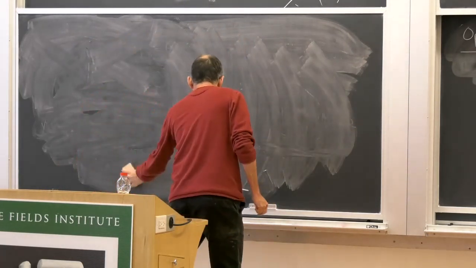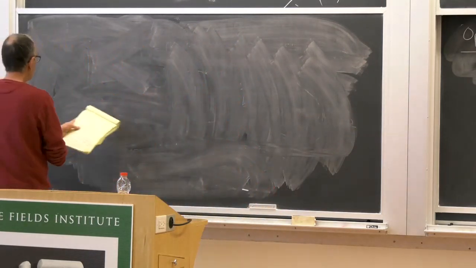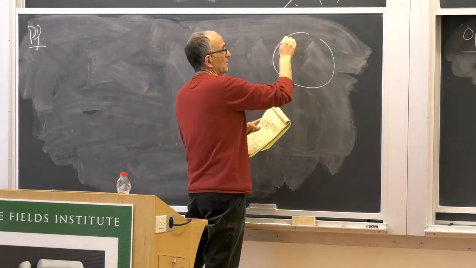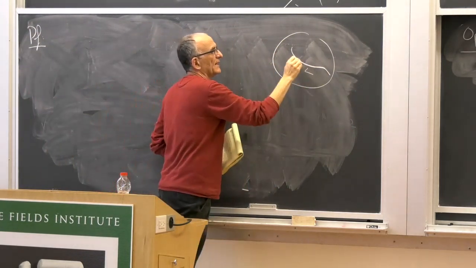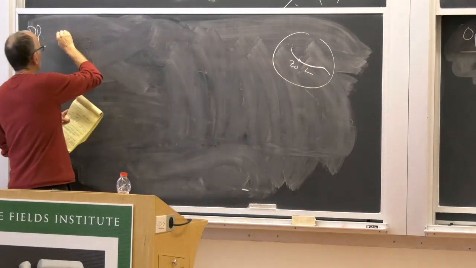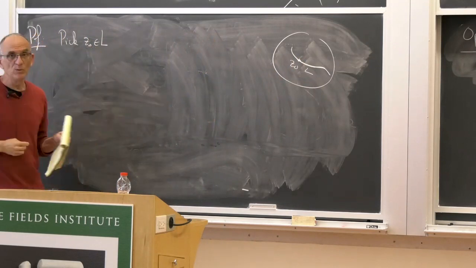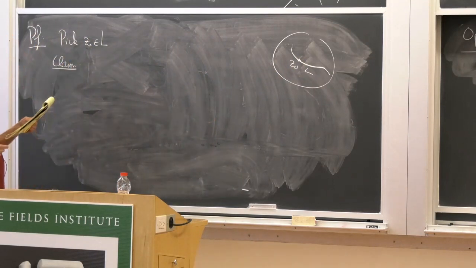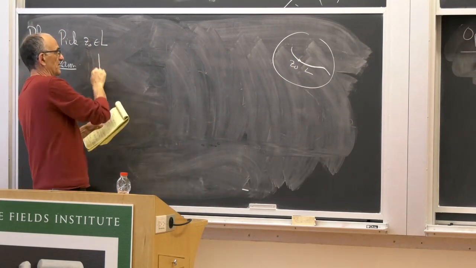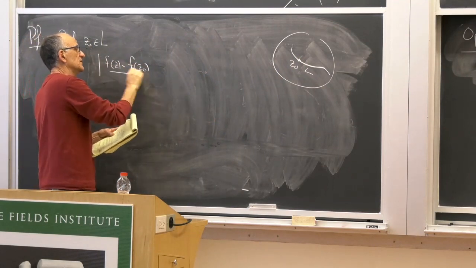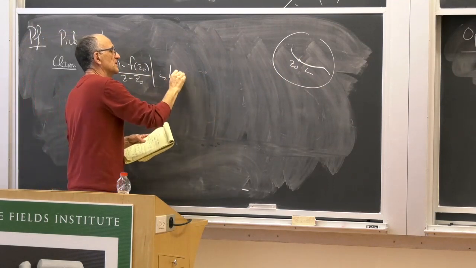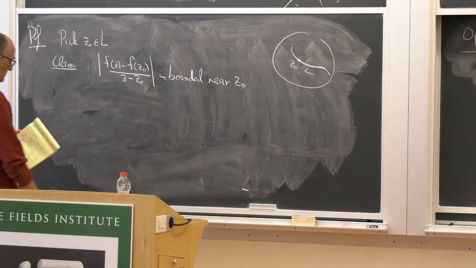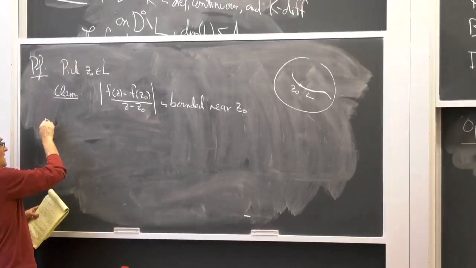Okay, now let me see what I can say. I will not give a full proof of that, but I will try to describe the general picture of what we are doing in this. So we have here L, and let's pick some Z0, a point on L. We want to show that F is differentiable there. But what we can show, as a first step, is that the difference quotient, the famous difference quotient, is bounded. So claim: F of Z minus F of Z naught divided by Z minus Z naught is bounded near Z naught. And I think I have time to do that.